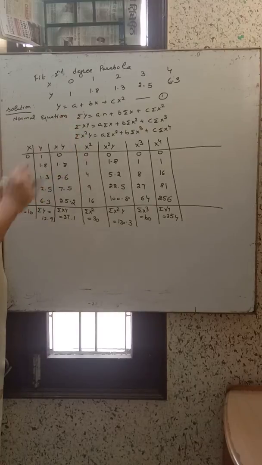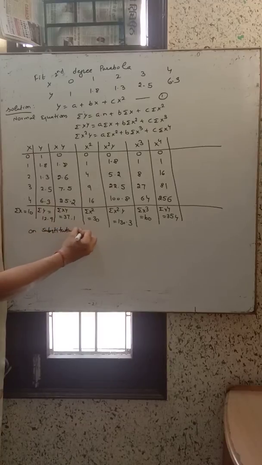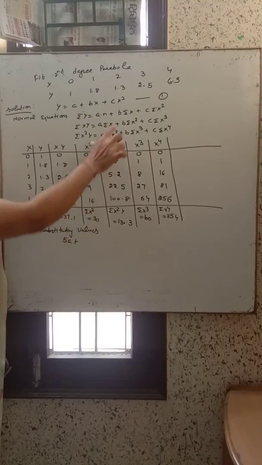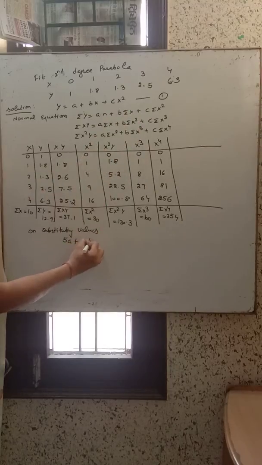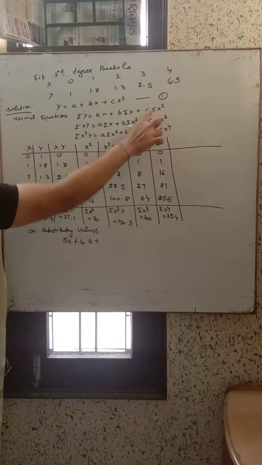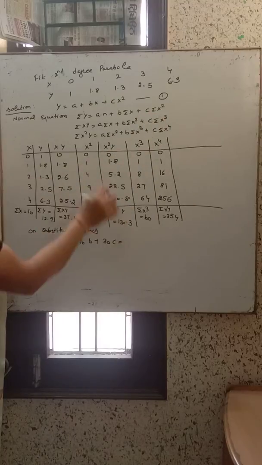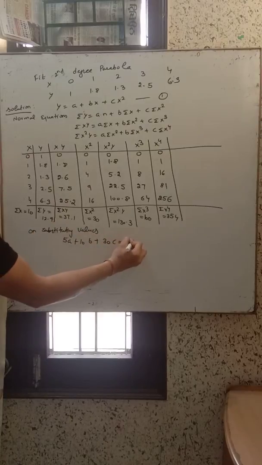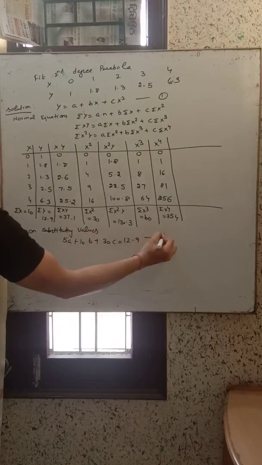We substitute the values, and on substituting the values we get, now first equation, n is 5, 5a plus 10b plus 30c is equal to summation y. Now summation y is 12.9. So this is our equation number 2.